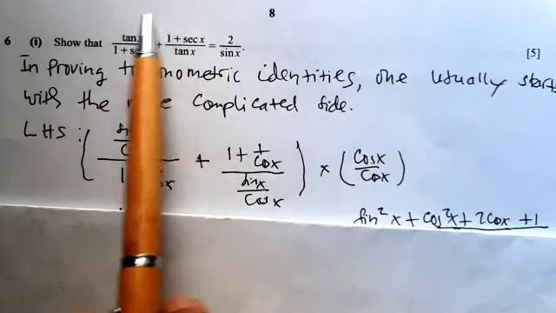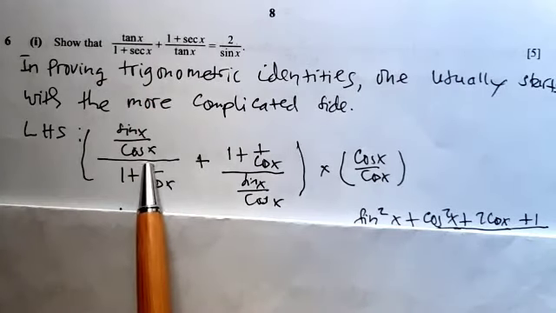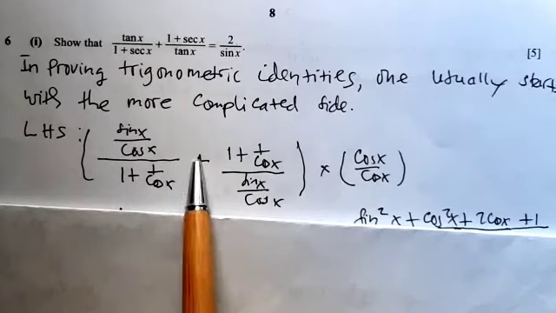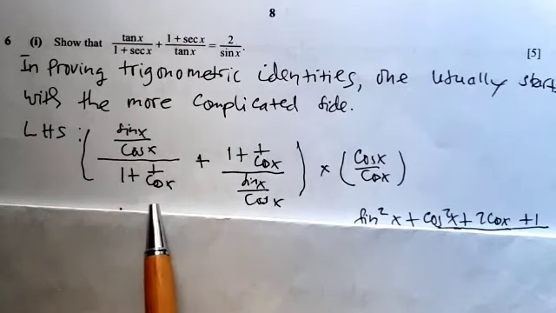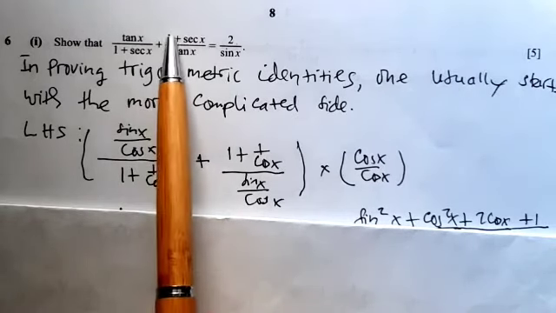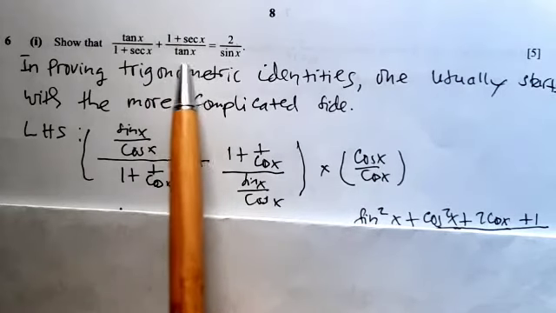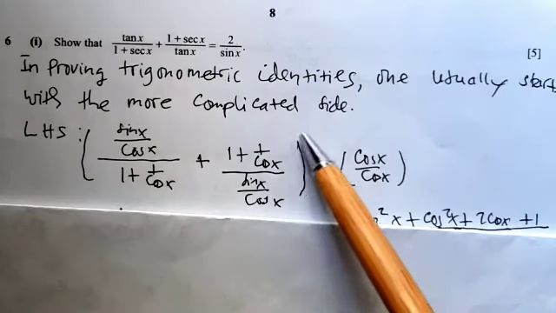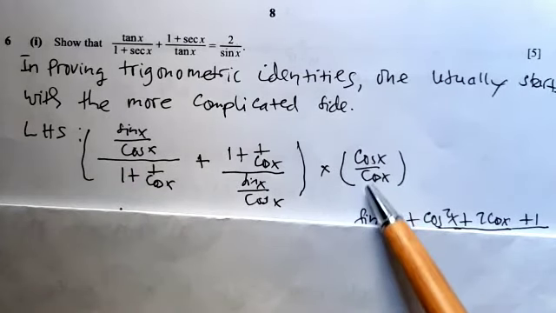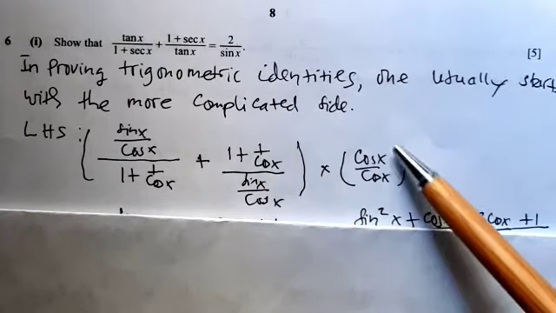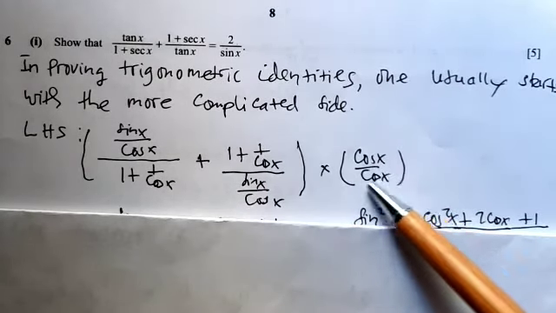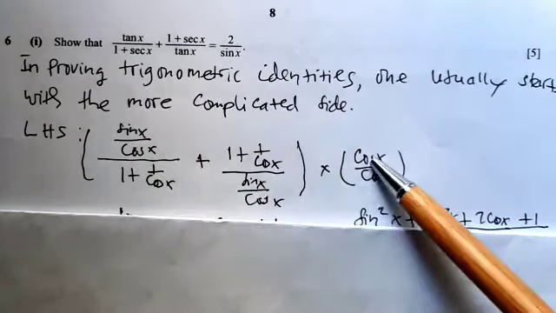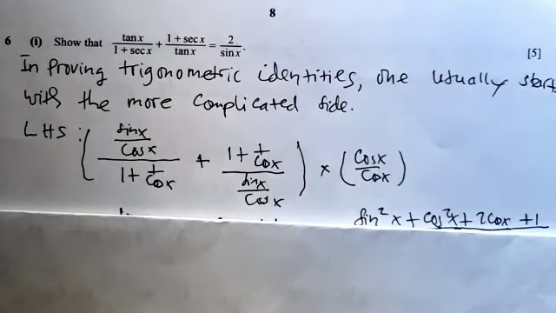Thus we start with the left hand side, and tan x is replaced by sin x/cos x over 1 plus sec x, which is 1/cos x, plus (1 + 1/cos x) over tan x, which is sin x/cos x. Then all the terms are multiplied by cos x/cos x. Cos x/cos x is 1, the identity element for multiplication, so if you multiply a term by 1, its value is not changed.